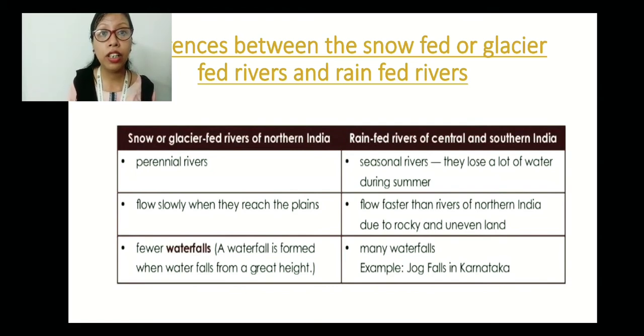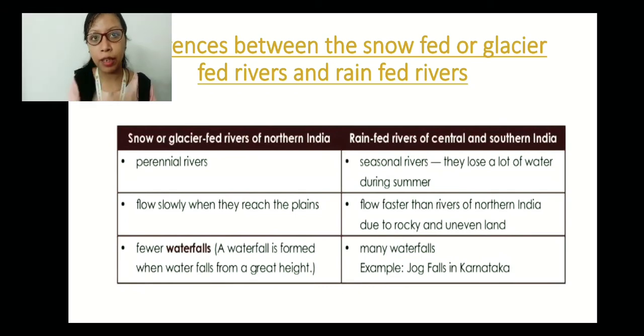So, remember, snow or glacier-fed rivers of northern India, because these rivers continuously flow. Clear? Don't forget. These are some of the features. You don't get confused with it. And rain-fed rivers of central and southern India. Why? Because these are seasonal.